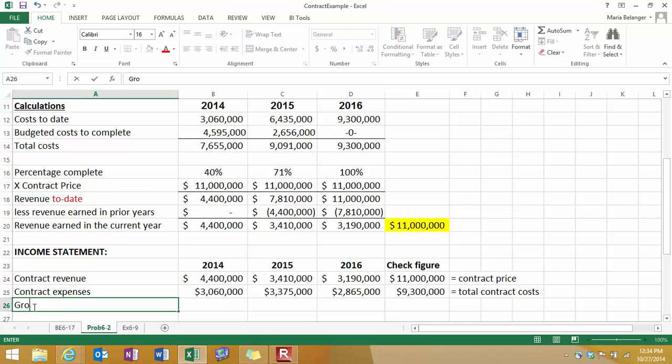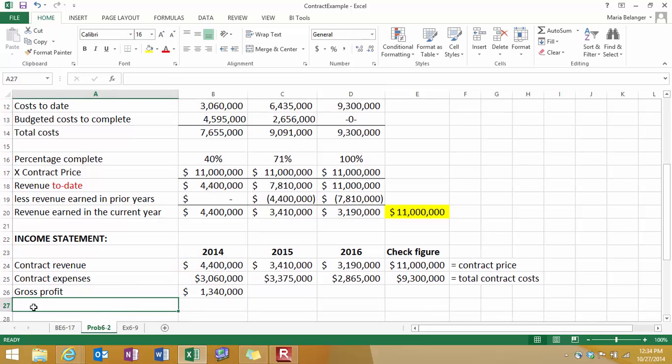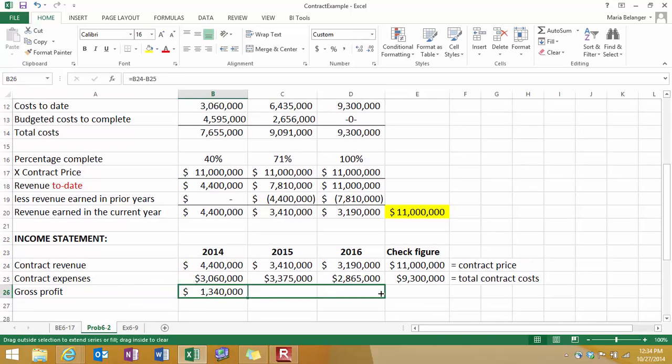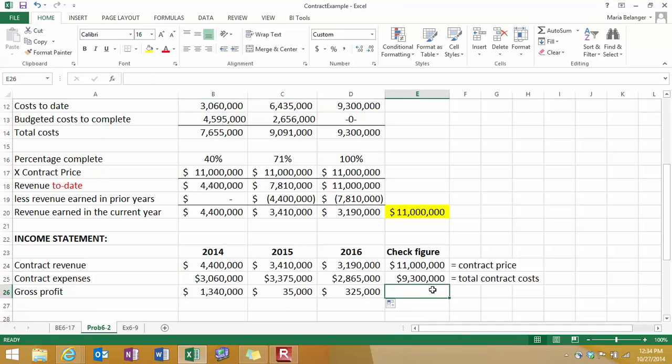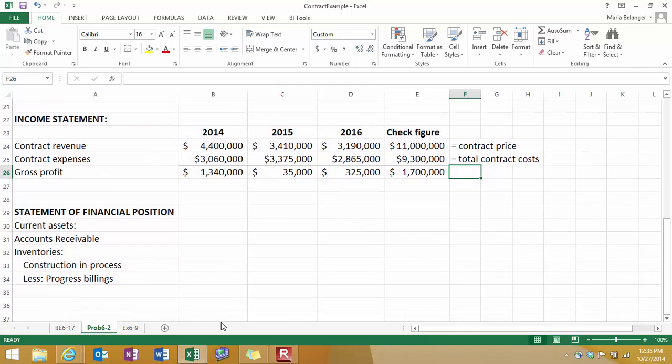And that gives us our gross profit. And I'll use my check figure. My check figure should be equal to my contract price minus my total contract costs. And it should also add down. And that's our calculation. So this $1.7 million figure adds down as well as across. We'll do the calculation of the statement of financial position amounts in a separate recording.